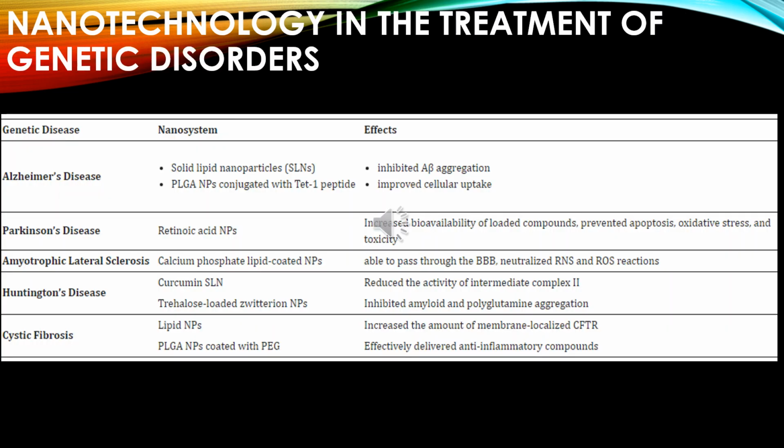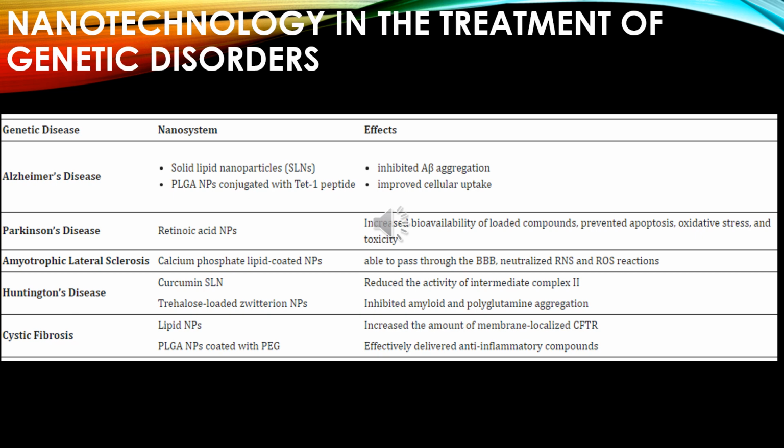Next, I would like to summarize the application of nanotechnology in the treatment of several genetic disorders. We know that genetic disorders are caused by disturbance in the blood-brain barrier and several other factors. Here are a few examples, like Alzheimer's disease, where solid lipid nanoparticles and PLGA nanoparticles conjugated with Tet1 peptides are used, and they inhibit A beta aggregation and improve cellular uptake.